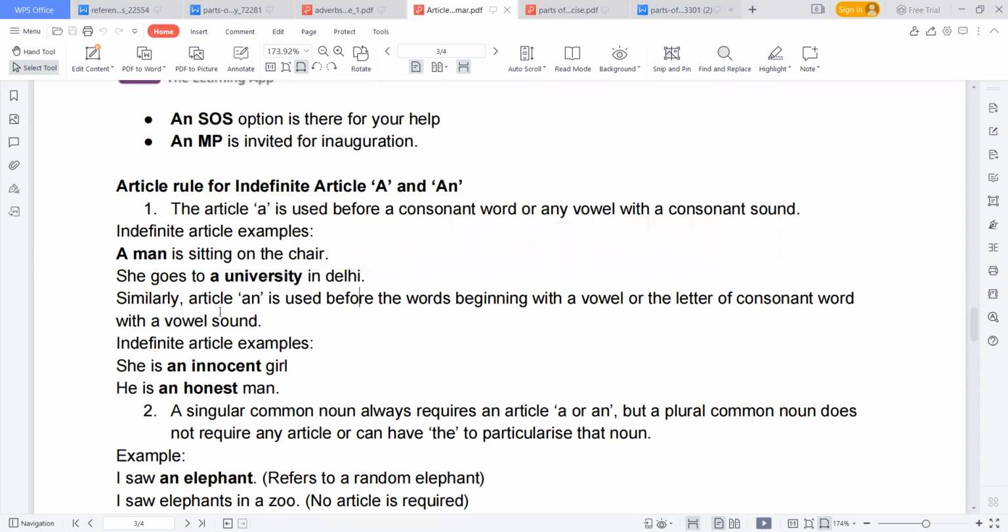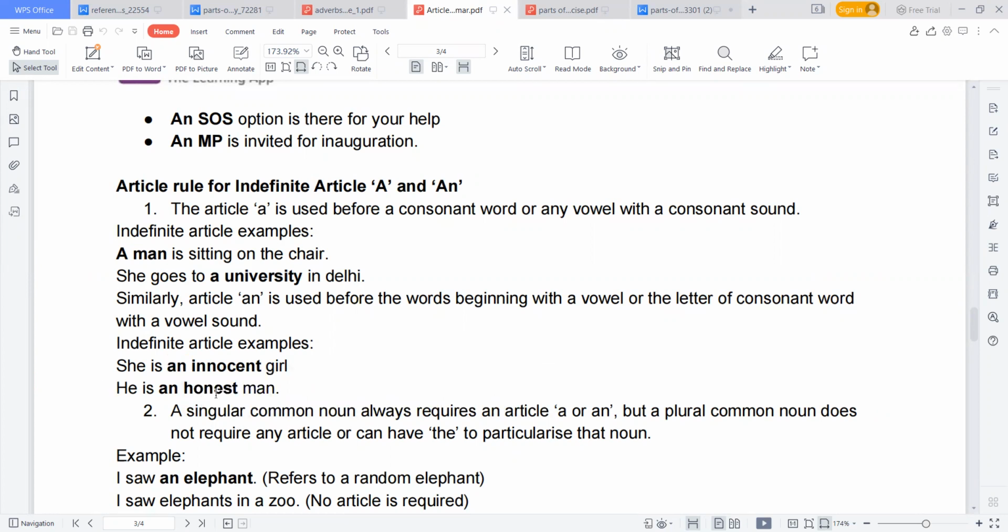And an is used before words beginning with a vowel, or a consonant word with a vowel sound. Completely opposite. So what are the vowels? A, E, I, O, U. Only these are the five vowels. So we use an with a word starting with a vowel or any consonant word with a vowel sound, like honest. Look at the example now. Innocent is a word starting with a vowel, so we will have an. Here, he is an honest man.